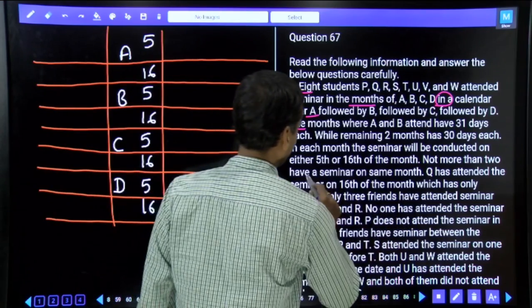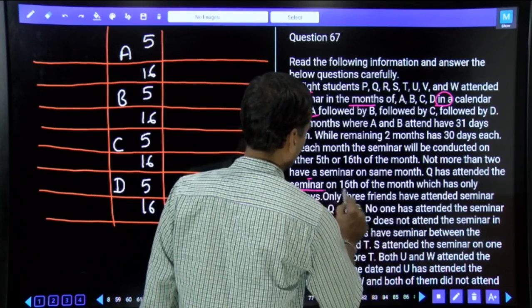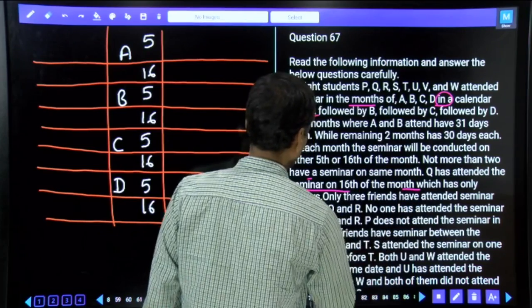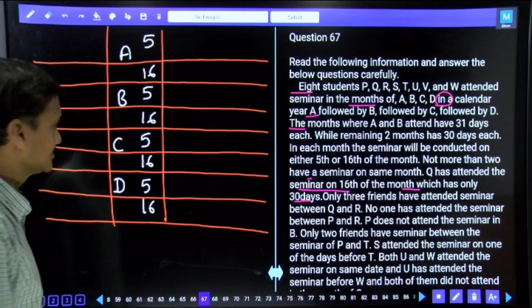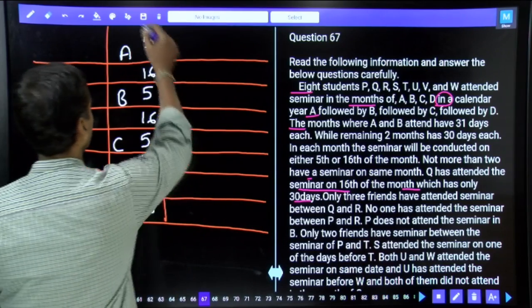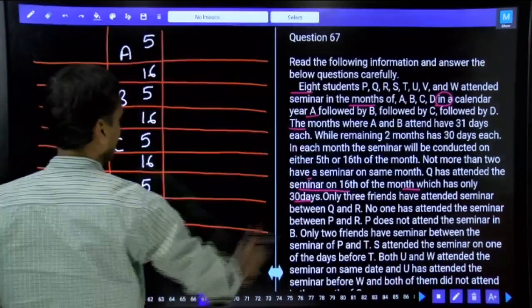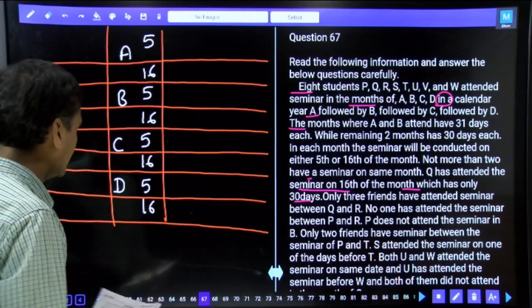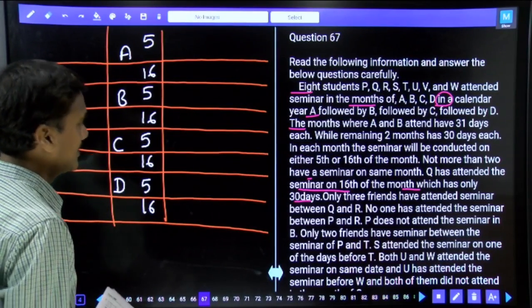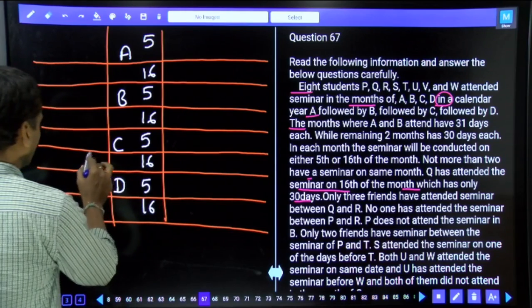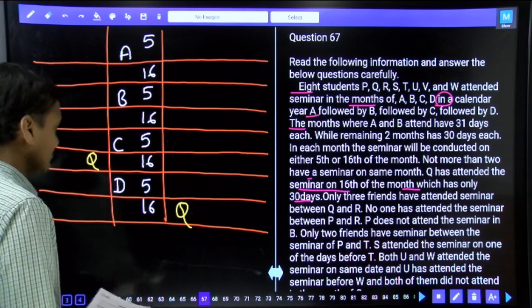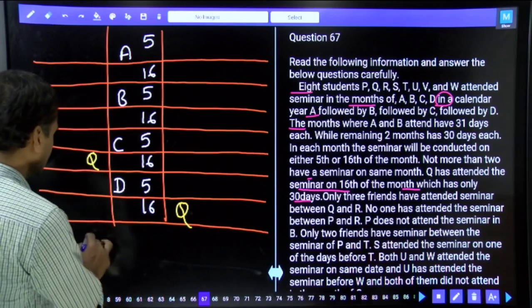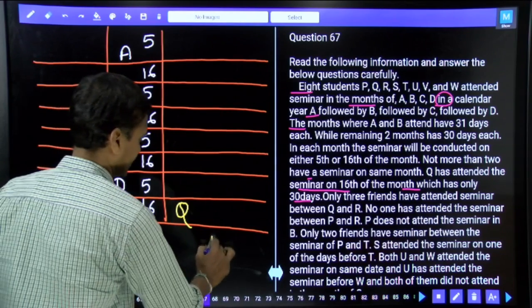Then coming to condition number 1. Q has attended the seminar on the 16th of the month, which has only 30 days. Now C and D are the months which have 30 days, isn't it? And so how many possibilities do we have? We have 2 possibilities. What are those 2 possibilities? Now this Q can be on the 16th of C, Q can be here, or Q can be here. Now this is the first case and this is the second case.